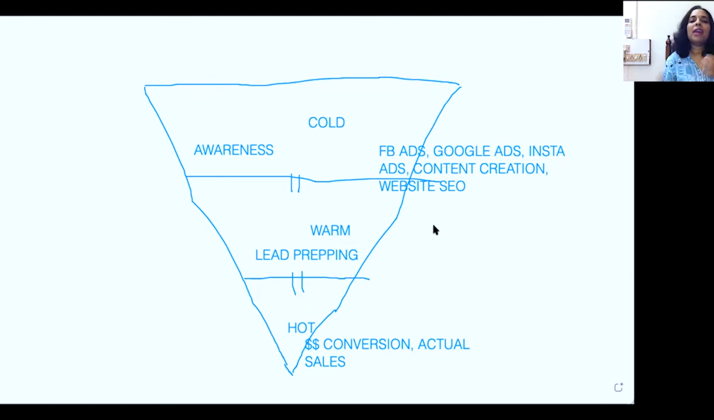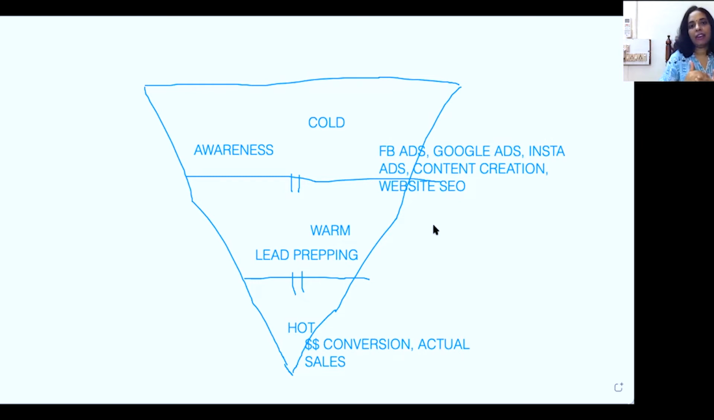So probably some of the fields that you could include in the lead form at this stage, which is the cold phase or the awareness phase, you could just ask them for a very few details, like their name, their email ID, their mobile number. So sometimes people don't want to share their mobile number, but you still need a way to contact them, and that is where email ID comes into picture.